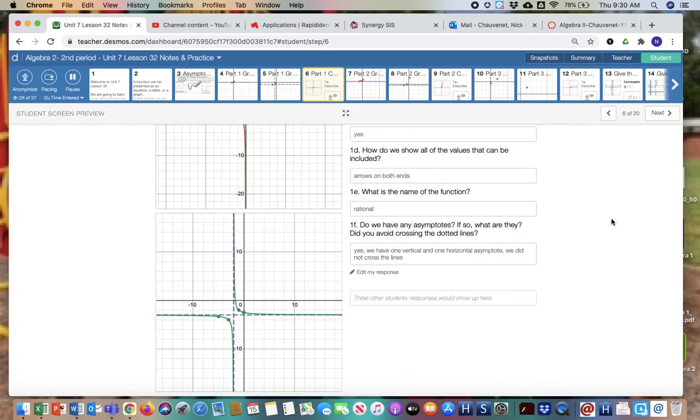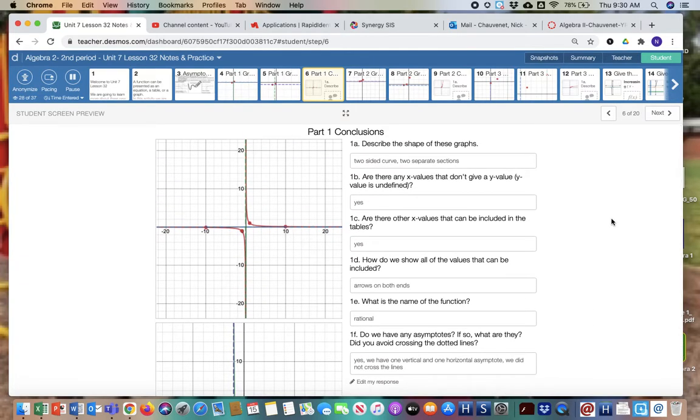Okay. All right, so that's what we have for that. So that's called the rational graph. It has the vertical asymptote, it has the horizontal asymptote, and it's going to look like what you see right there. Okay?